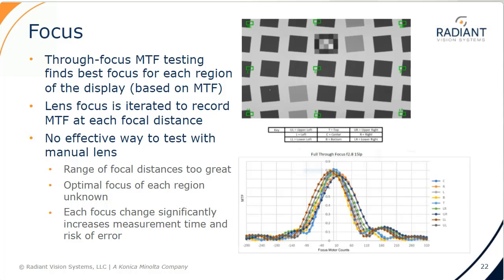There are too many focal distances to test. The optimal focus for each measurement region is really unknown, and each manual adjustment of the lens can significantly increase the measurement time and risk of error. It's especially true if the entrance pupil is changed with each focal adjustment. So doing this kind of analysis is really impractical without an automated focus type system.